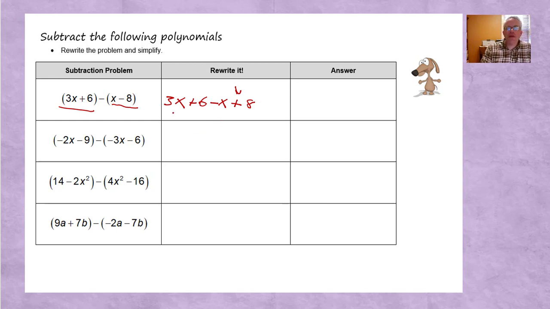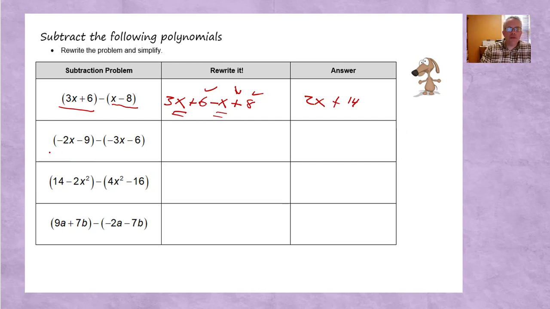Because now we just combine like terms. We can put the 3x and the minus x together. That's 2x. And we can put the plus 6 and the plus 8 together. That's plus 14.